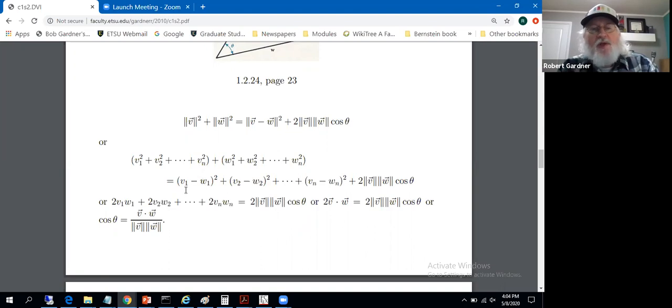So there's going to be a V1 squared on both sides. There's going to be a W1 squared on both sides, V2 squared on both sides, W2 squared on both sides, and so forth. Cancel the V1 squares, cancel the W1 squares, cancel the V2 squares, cancel the W2 squares, and so forth. Then you're left with those center terms, the outer and inner terms, when you do the multiplication.